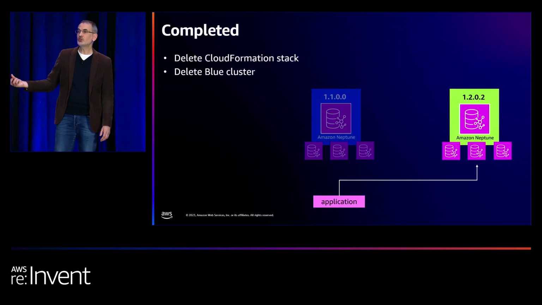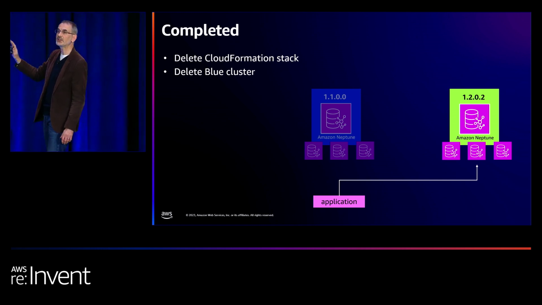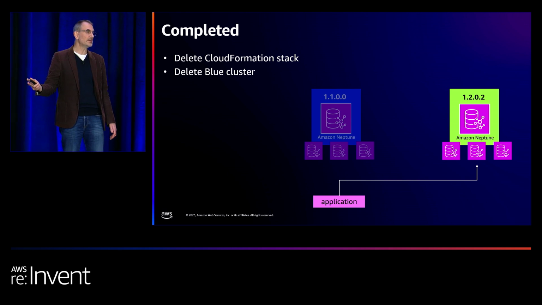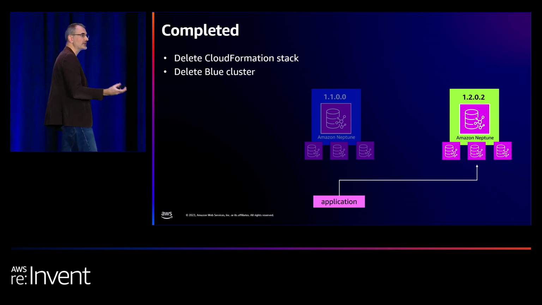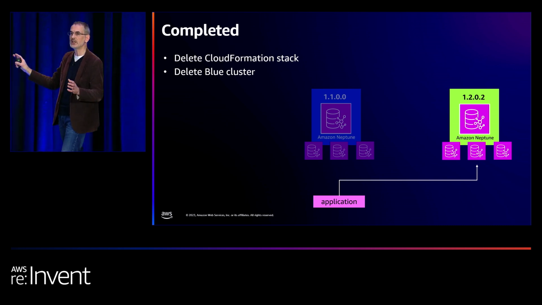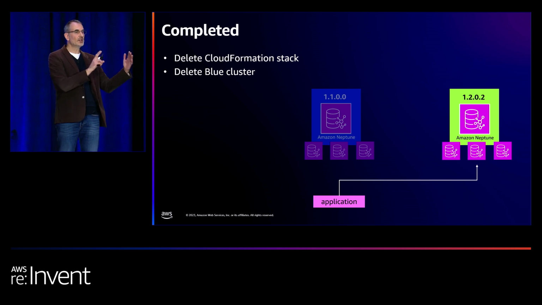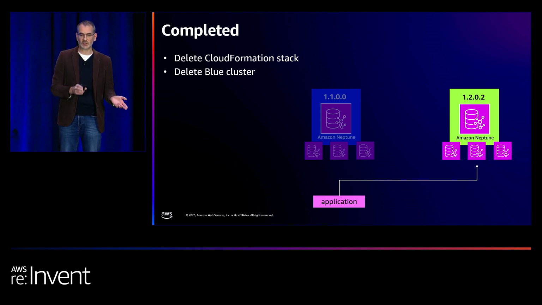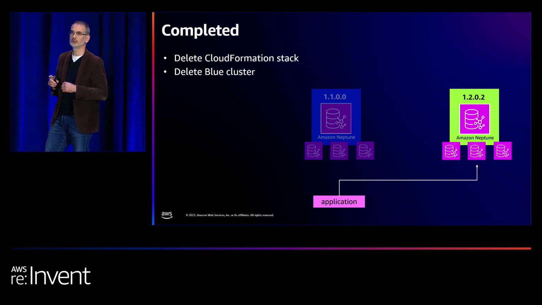At some point, then you can choose to delete that CloudFormation stack. That's going to remove all of those ancillary assets, things like the DynamoDB table. There's a small EC2 instance that's managing the process. All of these things will be removed. And then later on, once you're happy that there's no need to roll back, you can finally remove that blue cluster. So you've successfully migrated from 1.1.0 up to 1.2.0.2.